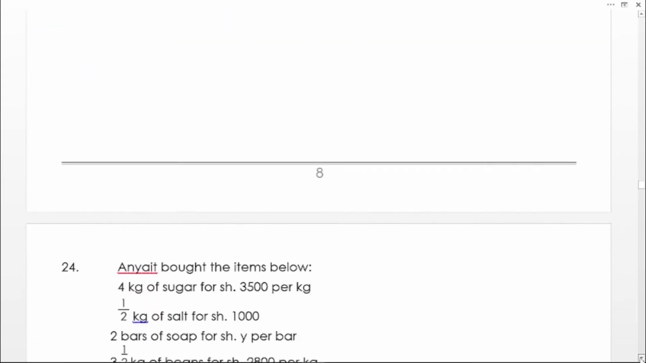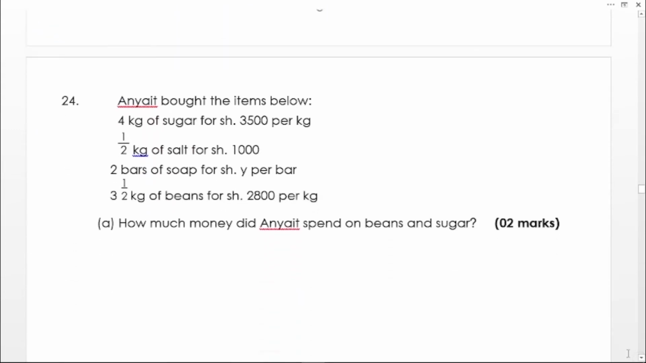That was what was required of you. Number 24. They are saying that Anyait bought the items below. She bought 4 kilograms of sugar at 3,500 shillings per kilogram, half a kilogram of salt for 1,000, 2 bars of soap for Y shillings per bar, then 3.5 kilograms of beans for that amount of money.